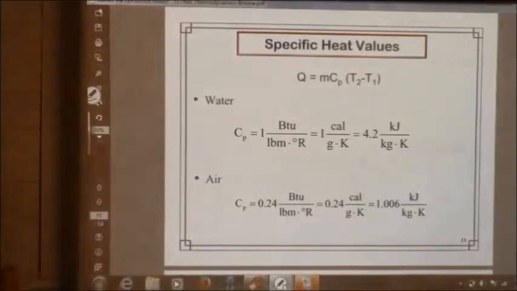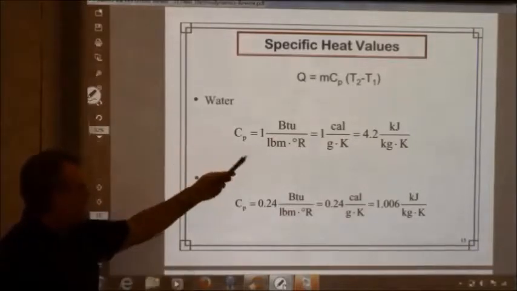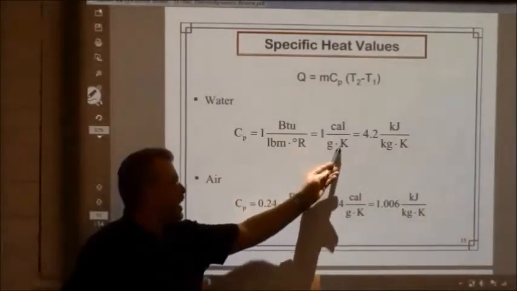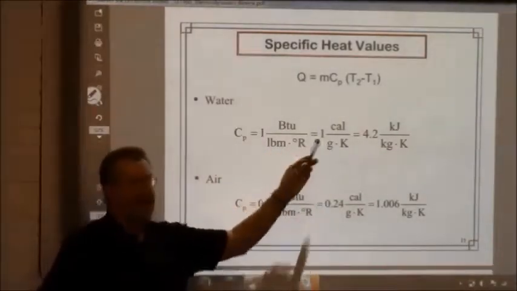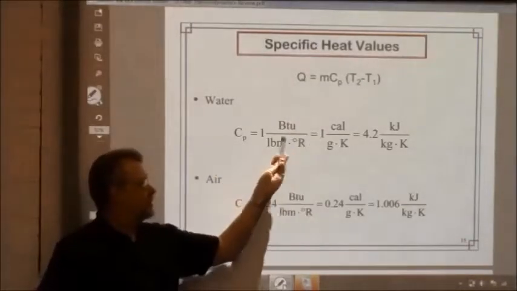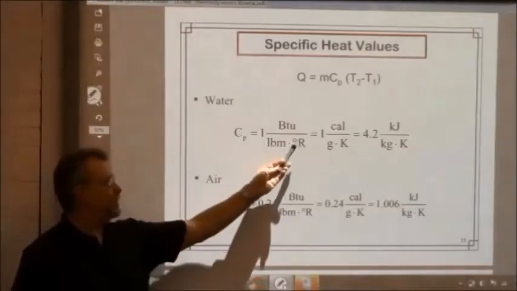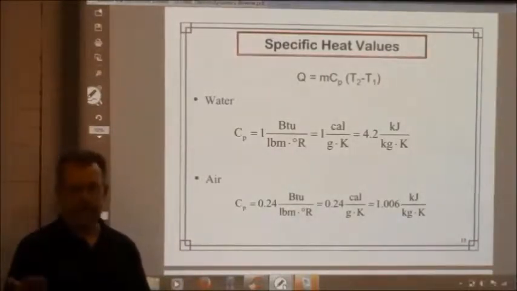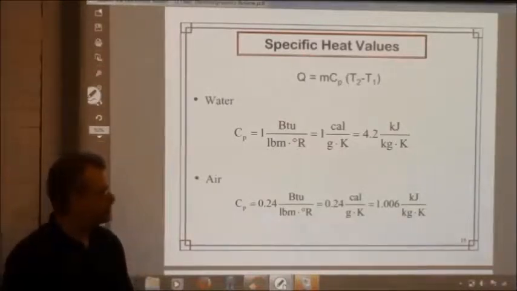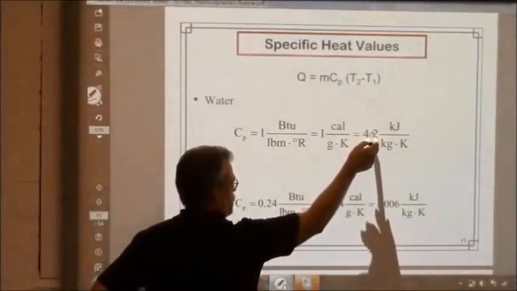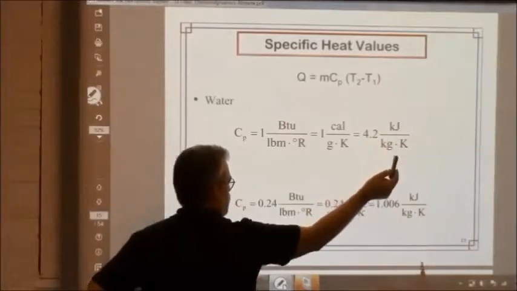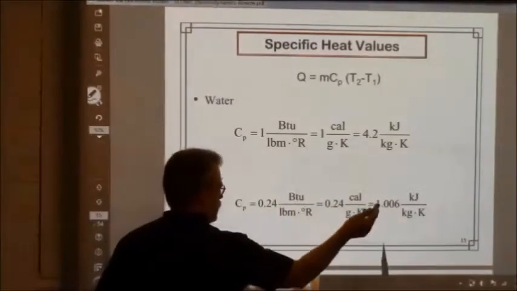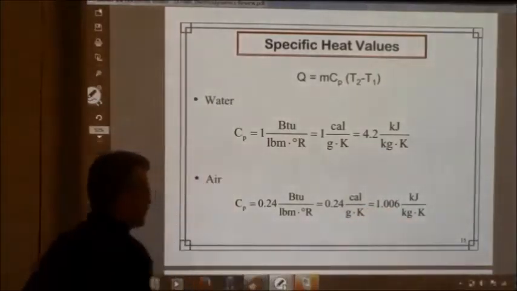Okay. Now let's talk about specific heat values. Water has a specific heat of 1 BTU per pound degree Rankine, or 1 calorie per gram Kelvin. You'll notice that these are written in terms of absolute units. This is, in fact, the information that I showed on the first slide. This is the definition of a calorie and a BTU, because there's a 1-to-1 correspondence here. 1 pound of water heated by 1 degree Fahrenheit means that 1 BTU was added. The specific heat of water in the SI system is 4.2 kilojoules per kilogram K. For air, CP is 0.24 BTUs per pound degree Rankine, or 1.006 kilojoules per kilogram Kelvin.